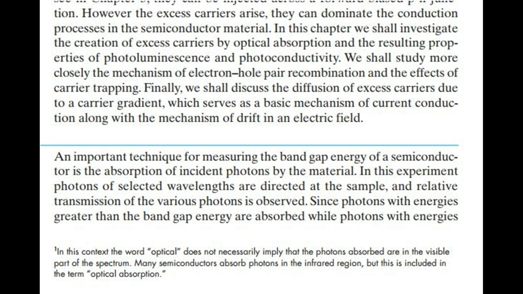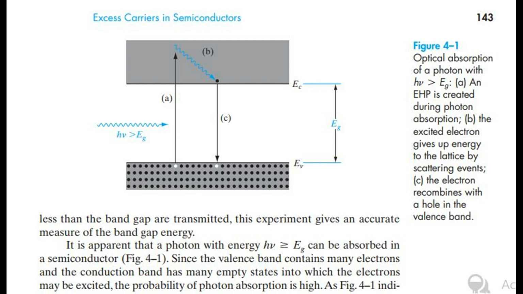In this context the word optical does not necessarily imply that the photons absorbed are in the visible part of the spectrum. Many semiconductors absorb photons in the infrared region, but this is included in the term optical absorption. An important technique for measuring the bandgap energy of a semiconductor is the absorption of incident photons by the material. In this experiment photons of selected wavelengths are directed at the sample, and relative transmission of the various photons is observed. Since photons with energies greater than the bandgap energy are absorbed while photons with energies less than the bandgap are transmitted, this experiment gives an accurate measure of the bandgap energy.